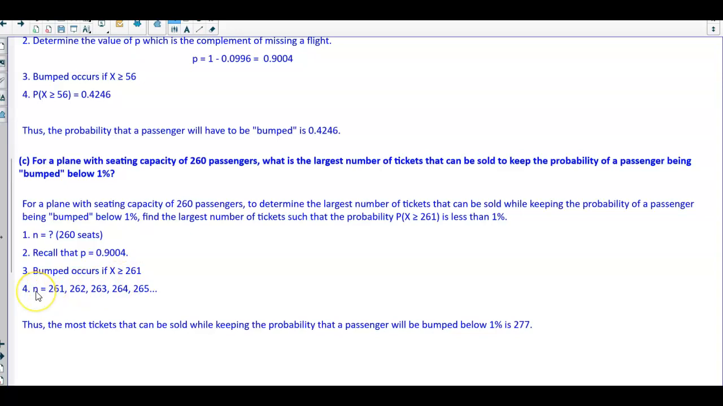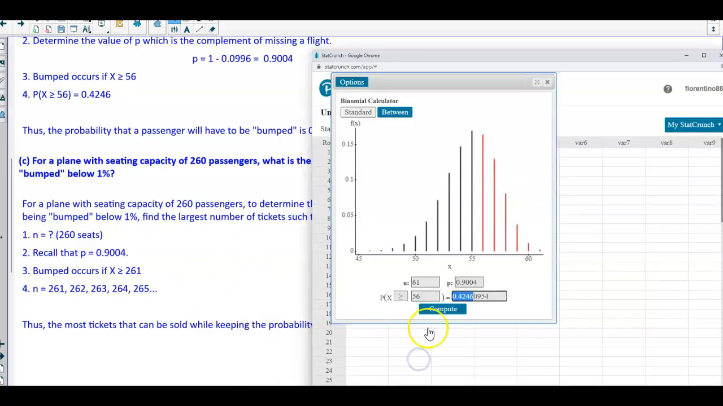And so we don't know what the value of N is, but what we're going to try is, if we try 261, is that going to be below 1%? Is 262 going to be below 1%? So technically, we want to find out when N is equal to a value where it's going to be less than 1%, but then the next N value would be above the 1%. So let's take a look at the calculator here.